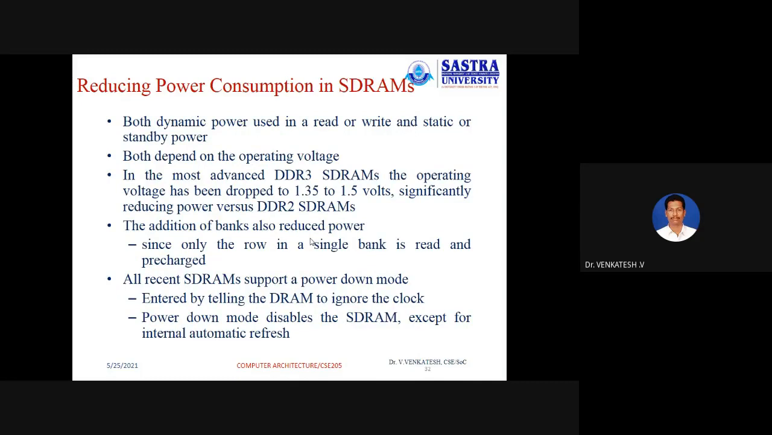How do we reduce power consumption in SDRAM, synchronous dynamic RAM? Dynamic power is used in reads and writes, and there is also static or standby power. So how do we reduce that power consumption? Normally we use the standby power mode. Both depend on the operating voltage, in the range of 1.35 to 1.5 volts. All recent SDRAMs support a power-down mode. What is power-down mode? If no process occurs, we put it in sleep mode. You all know there are power options; we will call it the mode of operation.